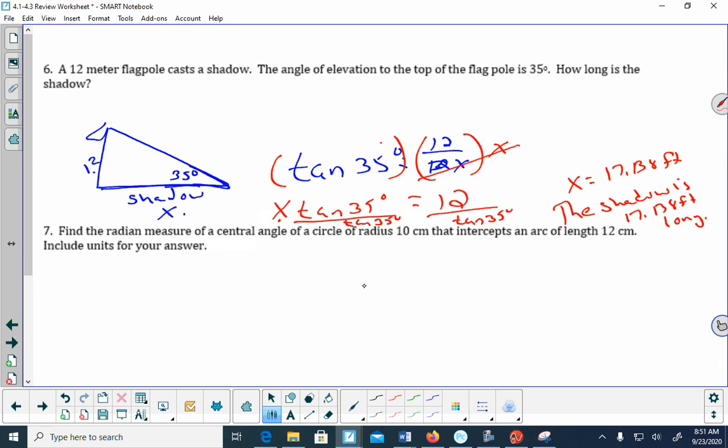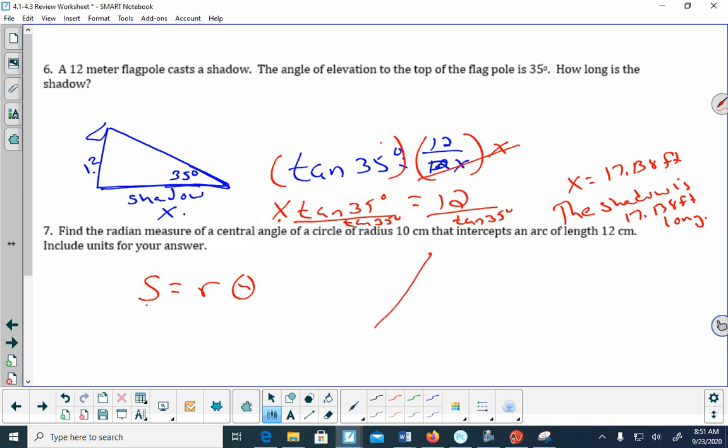Okay, find the radian measure of the central angle of a circle with a radius of 10 that intercepts an arc length of 12. We will give you the formula, S is equal to R times theta. That's the formula we use for arc length. Remember, the S stands for the arc length.